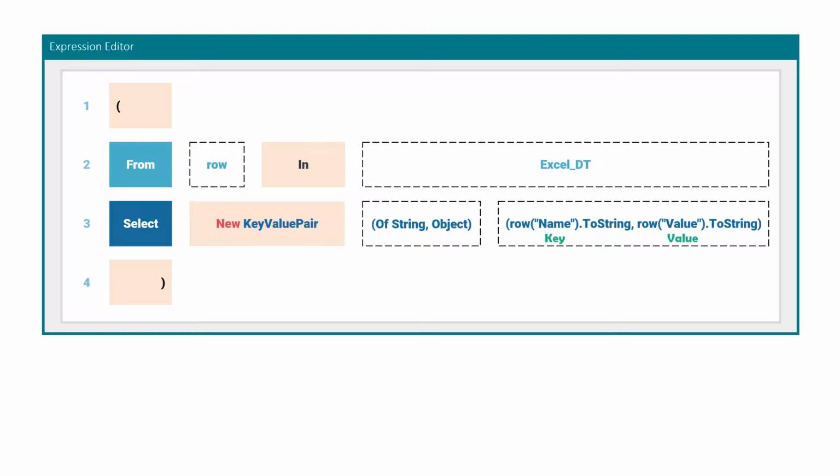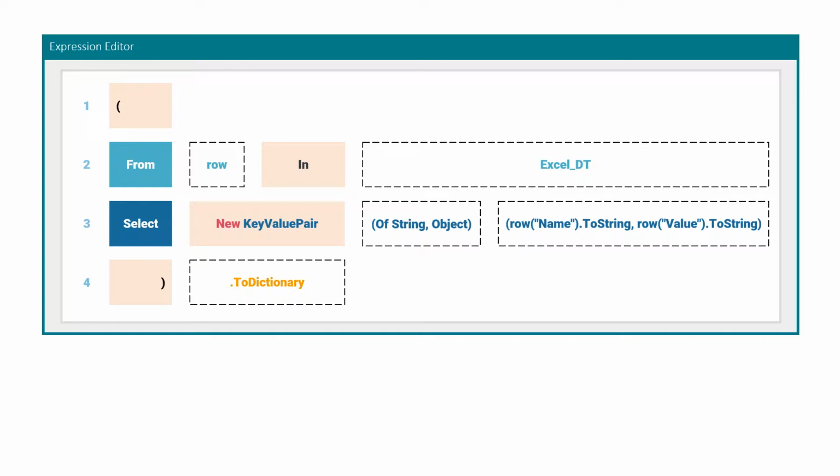As you know, the key in our config file is the name column, therefore I will use the row variable to get the content of this column. The value is the value column from the config file. In this way we defined a key value pair with the content from the config file. After the bracket I will add the function ToDictionary, to convert this key value pair into a dictionary.